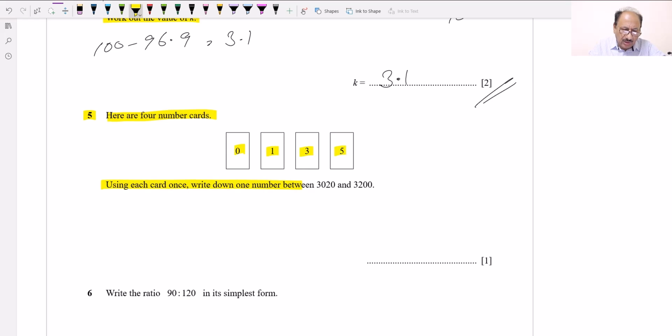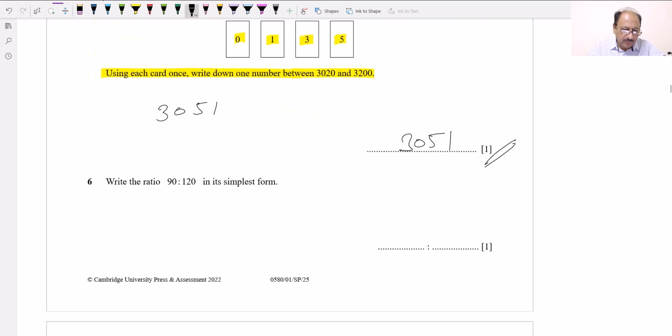Now question number 5 says here are 4 cards: 0, 1, 3, and 5, using each card once. We cannot use a card twice. Write down a number between 3020 and 3200. There can be different possibilities. So we can write 3051. We use 3, 0, then 5 and 1. So this will be our answer. You can find another one also. This is a 1 mark part.